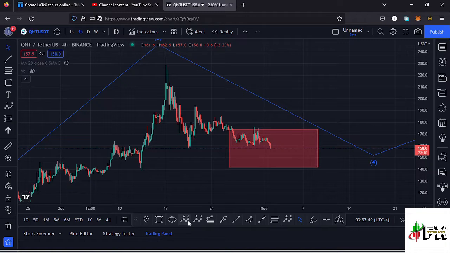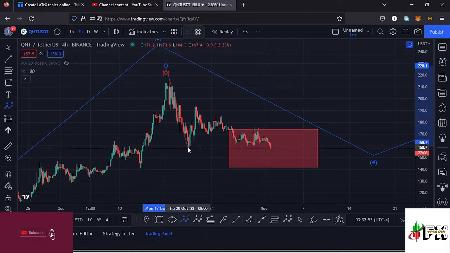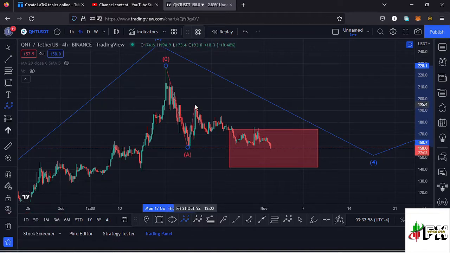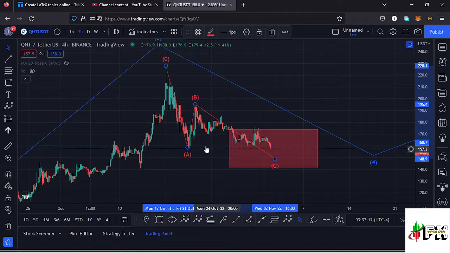Over here we have the formation of a wave A, making our low at around the $158 mark, and after making that low we saw a very nice bounce to the upper side, making a peak in the formation of a wave B at around the $195 mark. Then I'm expecting a very nice retracement over here to the lower side in the formation of a wave C, making our low in that wave C below the low that we have over here in the formation of our wave A.